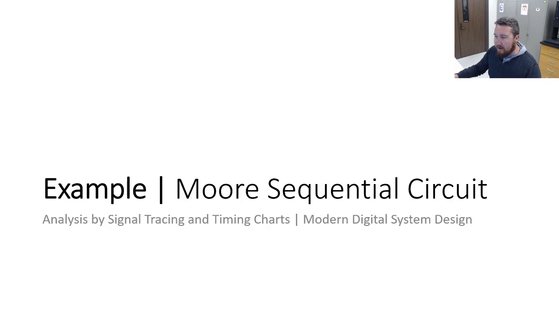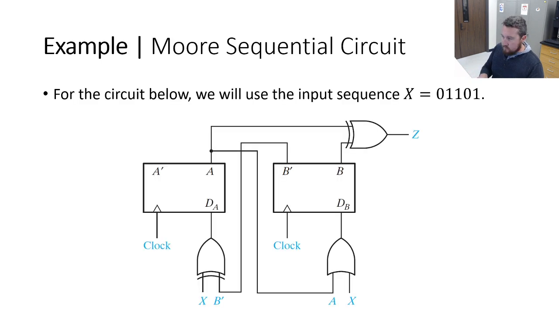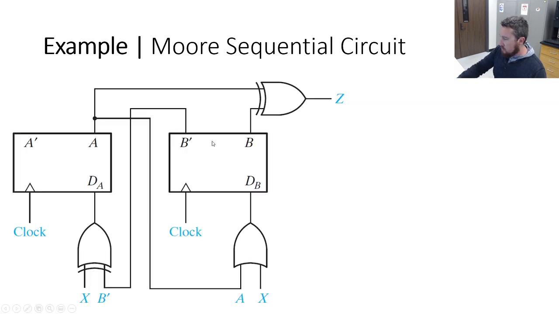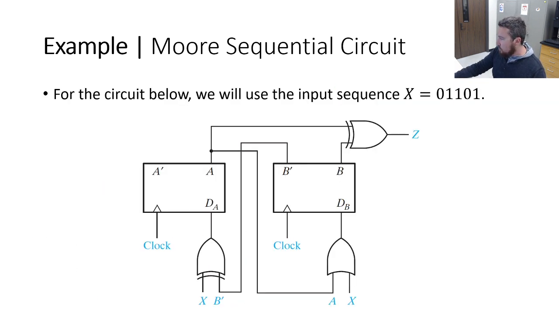So let's take a look now at an example of a Moore sequential circuit. So this is the circuit we're going to work out. As you can see, it is in fact a Moore sequential circuit because if I can get the pen to work.